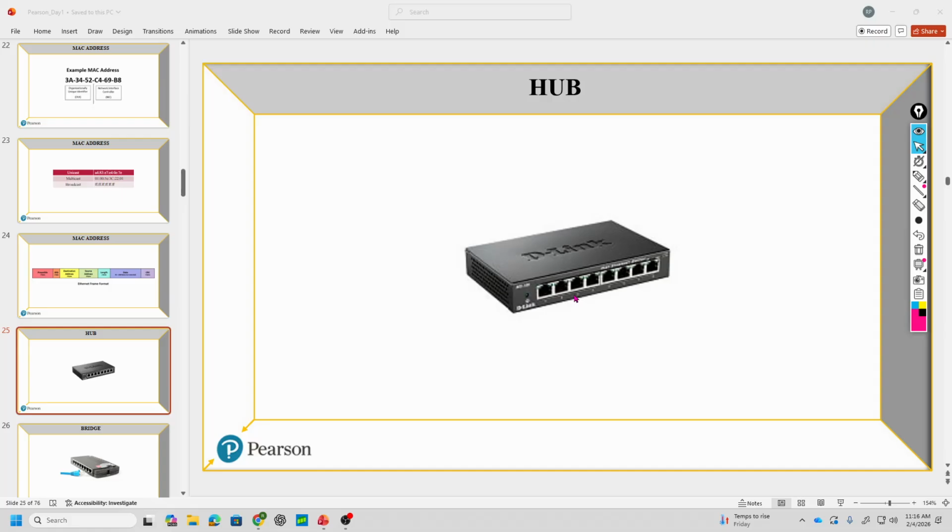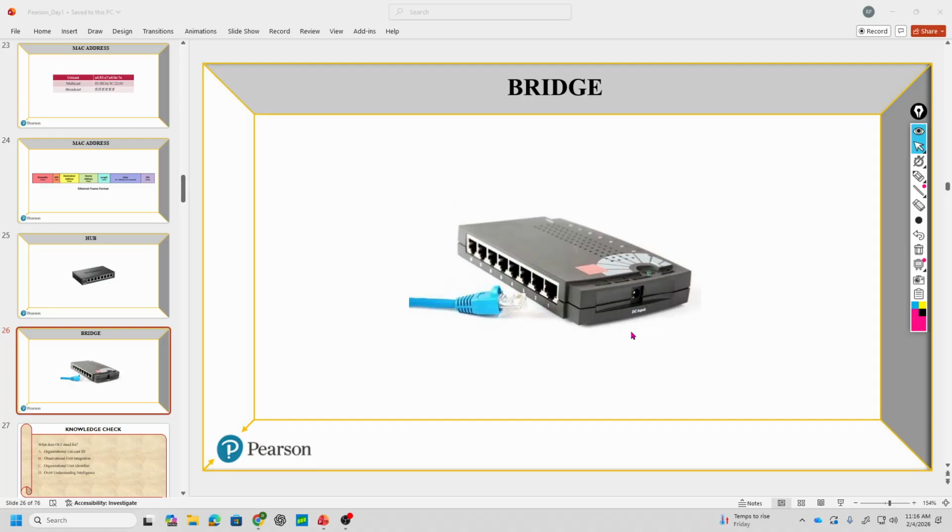Now, we were talking a minute ago about hubs, right? Hubs are a dumb device. They're just some place to plug something in. They operate at basically layer 1, and they didn't really do much for us, right? Still had collisions, still have duplex. They came along and introduced this device called a bridge.